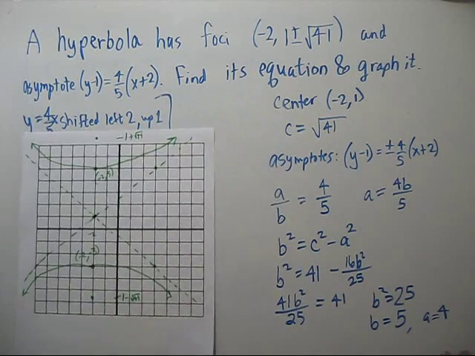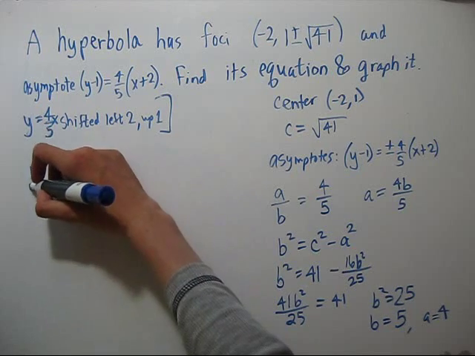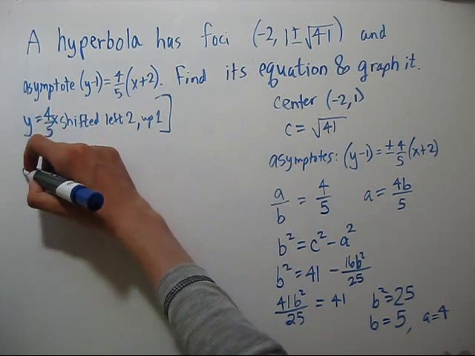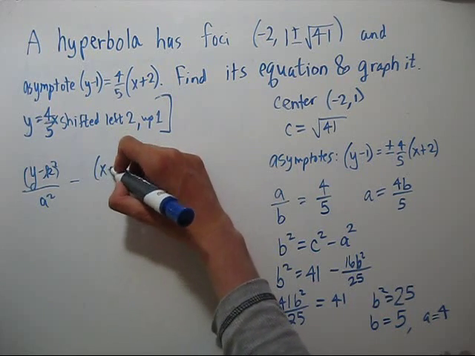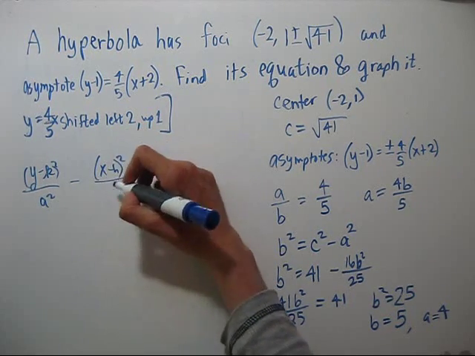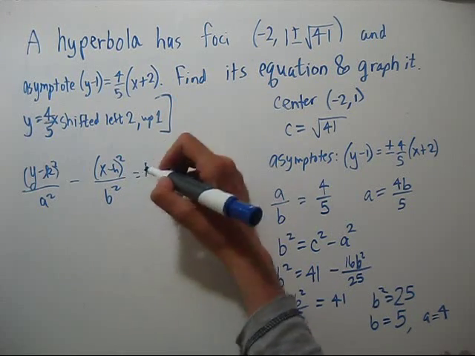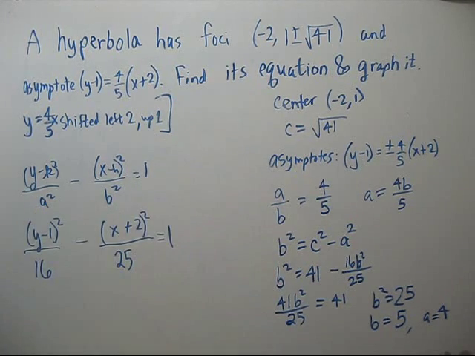There's our graph. For our equation, it's going to look like y minus k squared over a squared minus x minus h squared over b squared equals 1. So let's plug in, and there you have it.